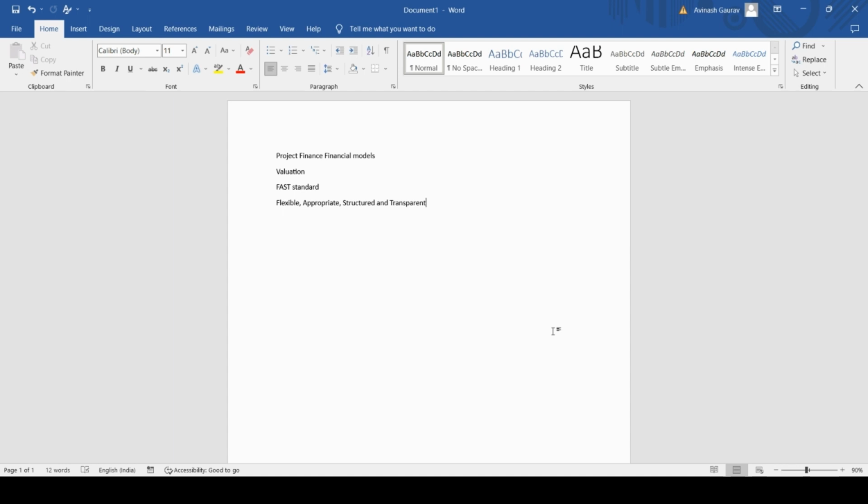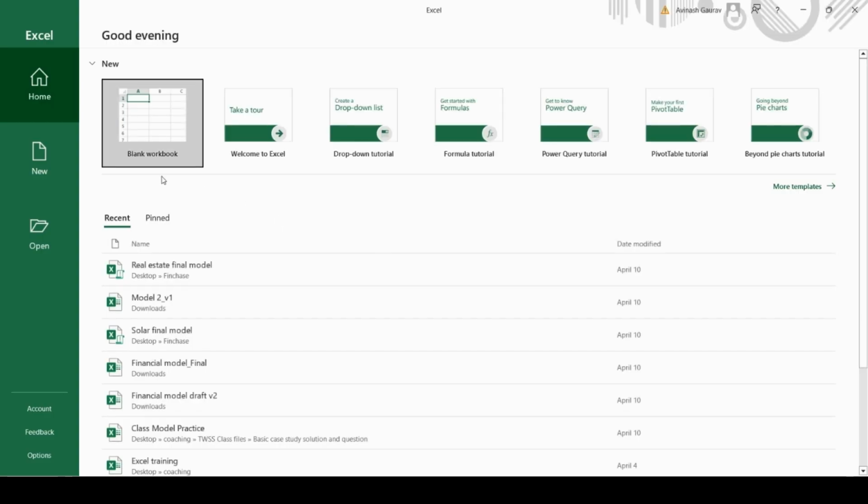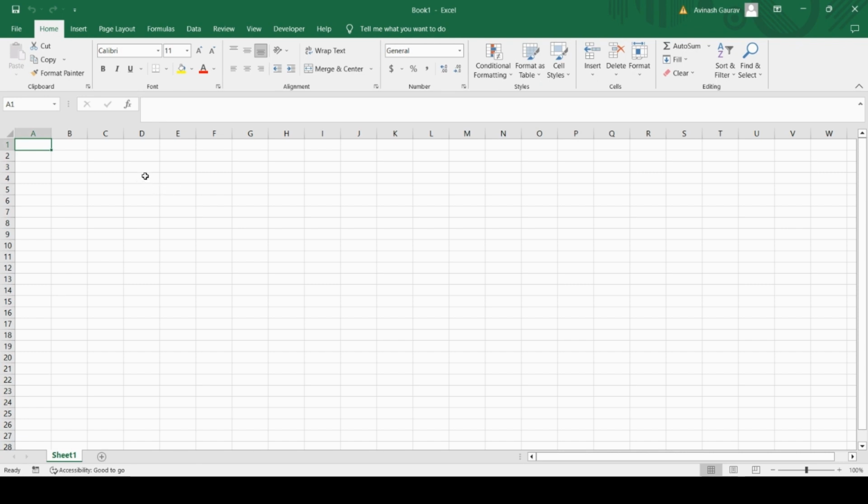Then we have structured. By structured we mean that your model layout should be consistent, right? So let us suppose there is a sheet. I will just show you my Excel and I will make you understand this point. Let us suppose in my financial model, one sheet is related to the P&L statement, and my year one is at cell number E3, and then we have year two, and so on.